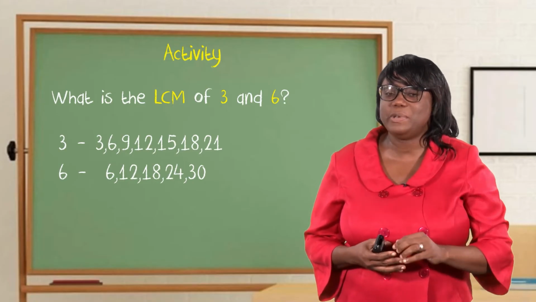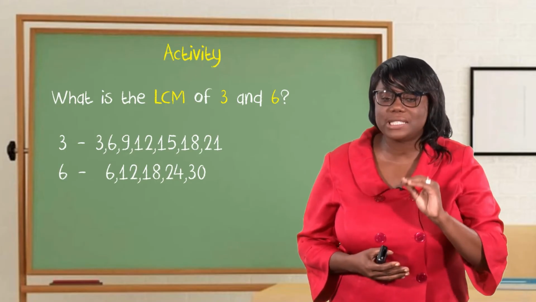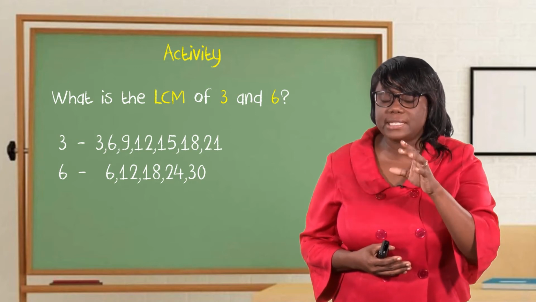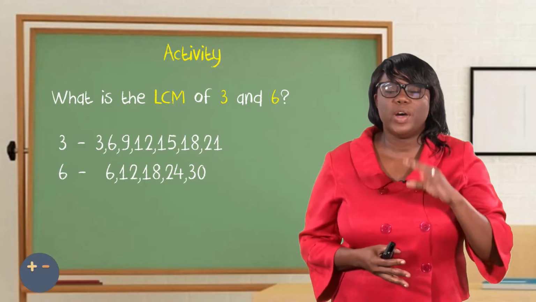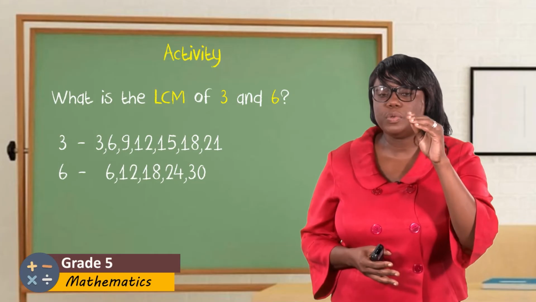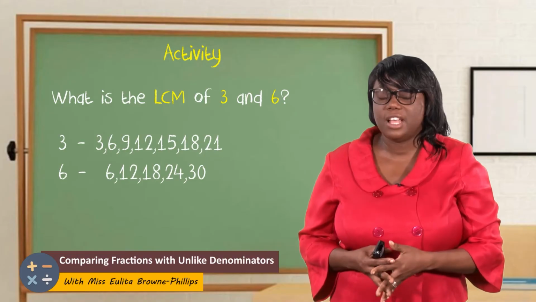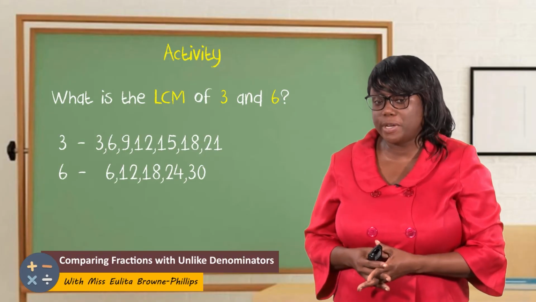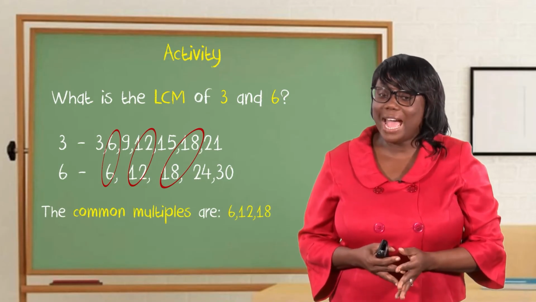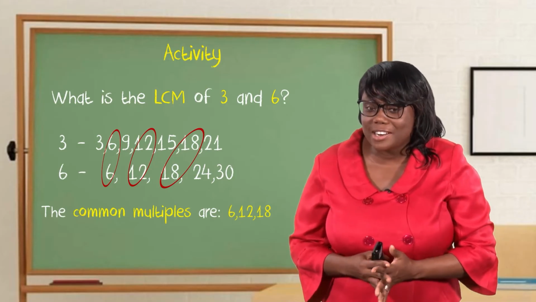What is the next thing we said that we must do? Yes, we have to take out the common multiples from the list of numbers. Boys and girls, what multiples of 3 do you see reappearing as a multiple of 6? Look carefully and pick them out, boys and girls. So we have 6, 12, and 18. Good job, boys and girls.